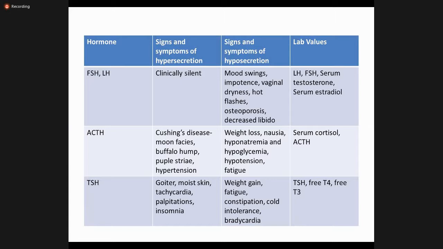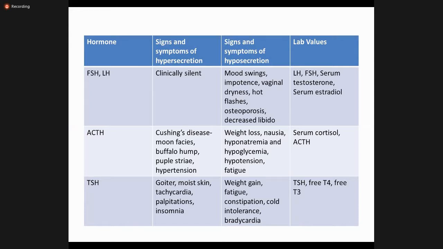When there is ACTH, adrenocorticotropic hormone hypersecretion, this is called Cushing's disease. That is, the more ACTH, the more cortisol is produced from the adrenal cortex. The features of Cushing's disease are the moon face, buffalo hump, truncal obesity, lemon on the stick like body structure, stria, hypertension, diabetes. These are features of hypersecretion of ACTH in Cushing's disease.